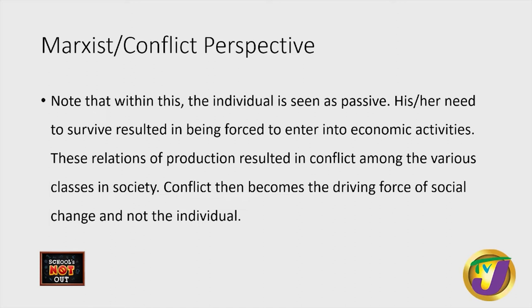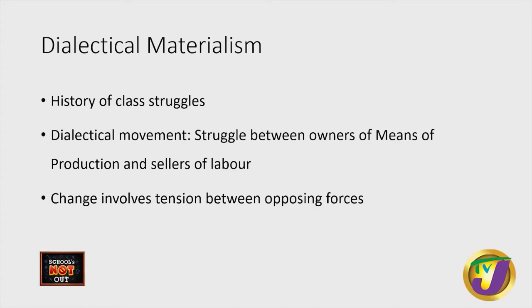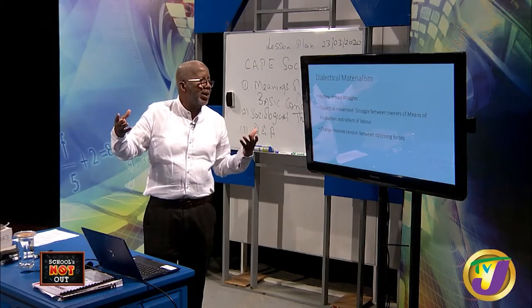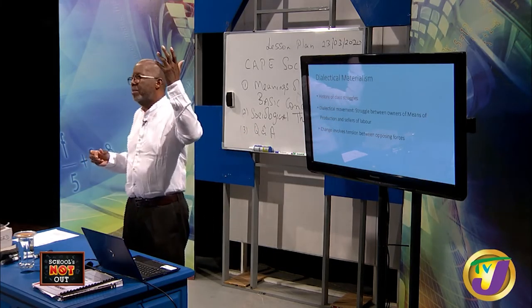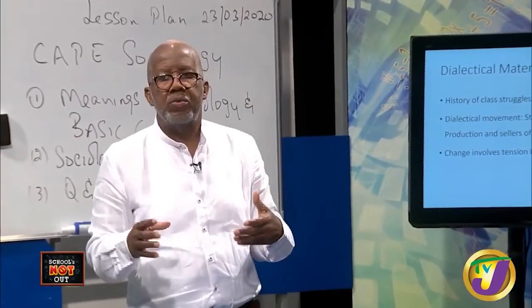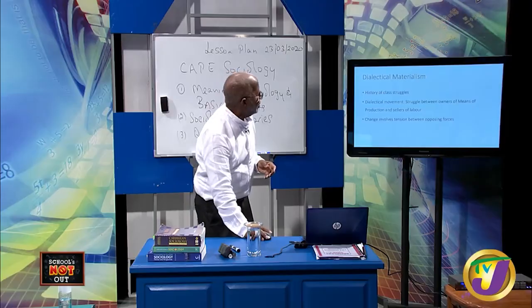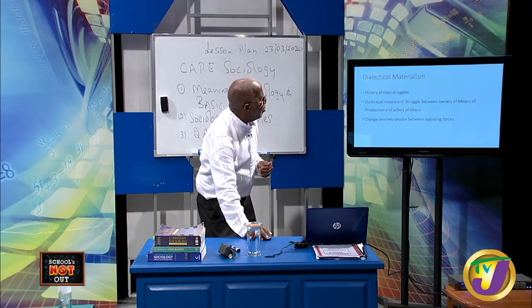Note that within this, the individual is seen as passive, just like for the functionalist, that is, society influences the behavior of the individual. So we have the history of class struggles, a dialectic movement, a struggle between owners of the means of production and the sellers of labor. Of course, most of us who are workers would be considered labor. And the people who own the factory, who own the organization, would be considered the bourgeoisie, and we, the workers, would be considered the proletariat. So change involves tension between opposing forces.